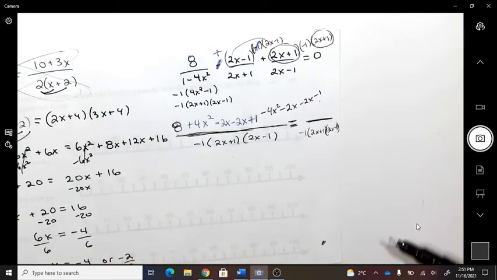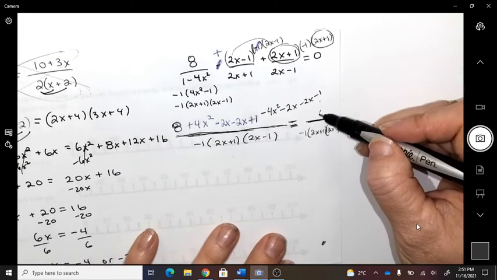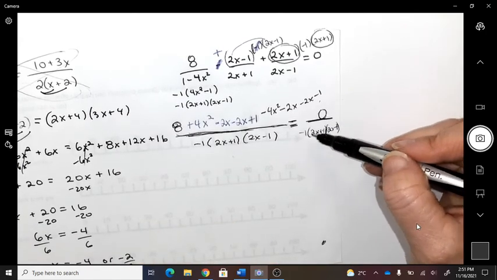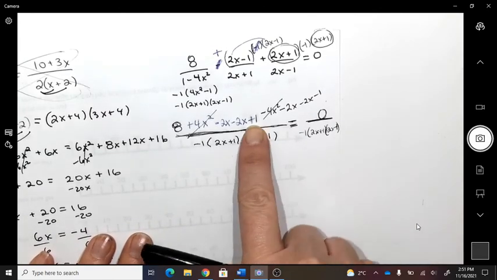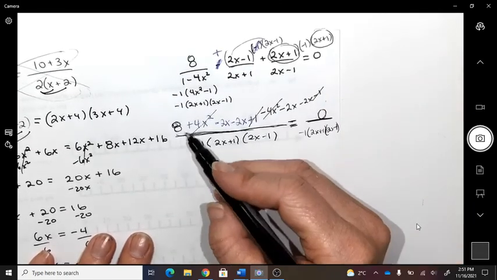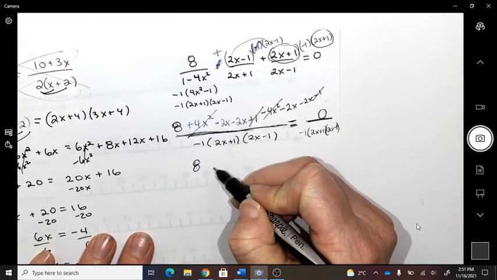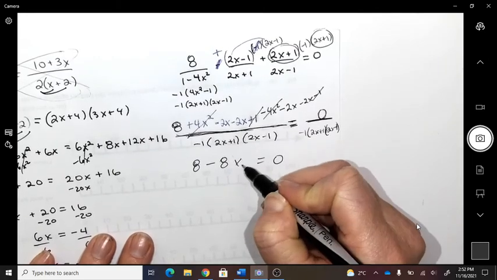Okay. What am I going to get on the top of this one? 0. Because technically you're going to times it by all 3 things, but 0 times a bunch of things, it's still 0. Okay, simplify this. 4x squared subtract 4x squared cancels. A 1 subtract a 1. Leaving me with 8 subtract 8x equals 0.